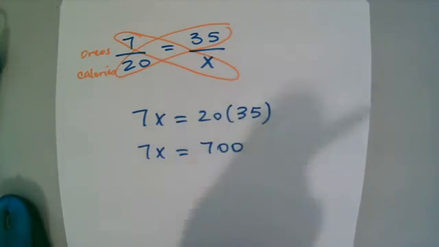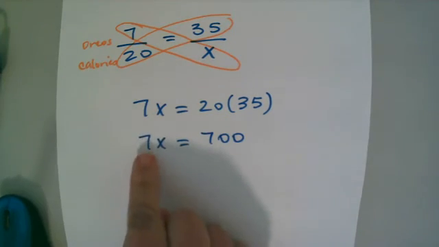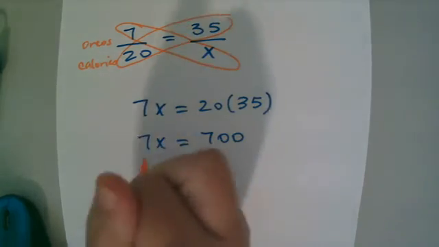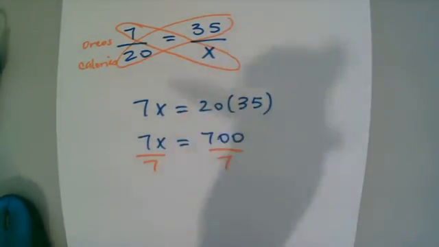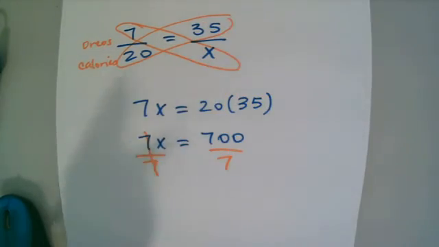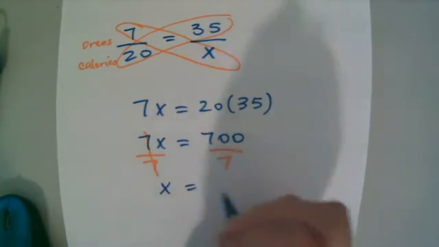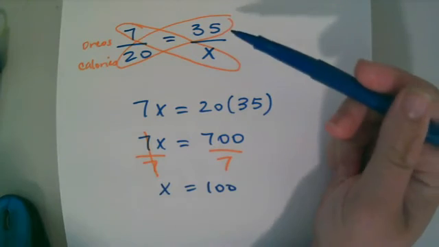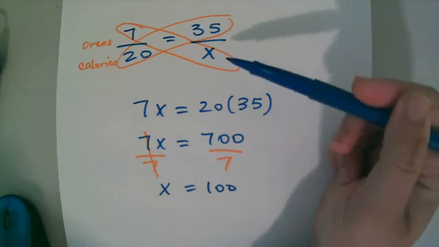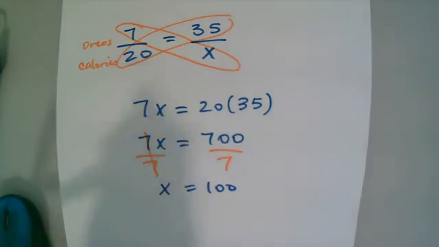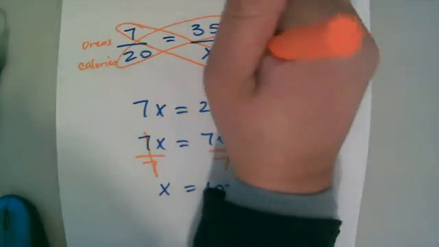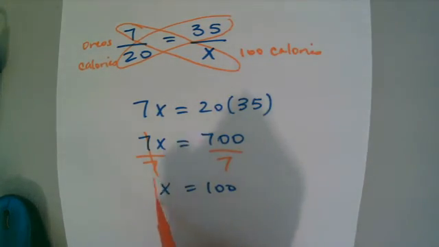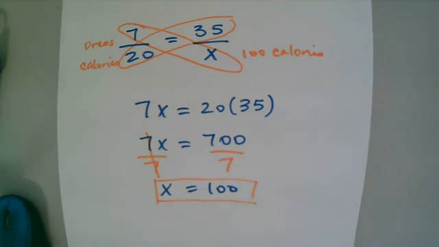Doesn't this look like a linear equation? How do we get rid of this 7 times X? Well, how do we undo 7 times X? We undo it by dividing by 7 on both sides. So this becomes 1, right? So we're just left with X equals 700 divided by 7, which is 100. So if you ate 35 Oreos, you'd be consuming 100 calories. 100 calories is the answer. That's your X. So you just figure that out based on your ratio.